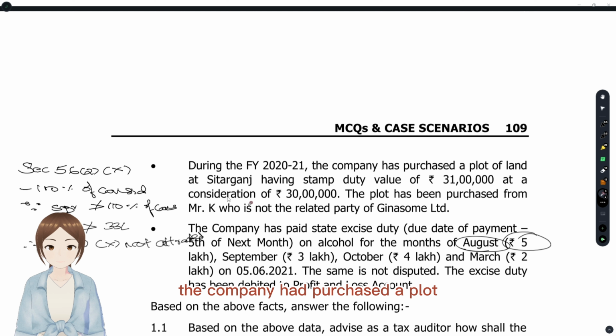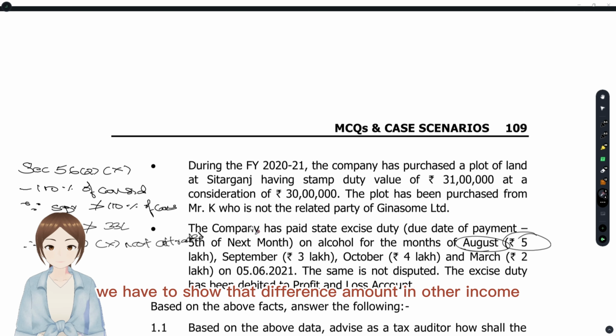The company had purchased a plot having stamp duty value 31 lakhs for a consideration of 30 lakhs. They have purchased for less than stamp duty value. But as per section 56(2)(x), 110% was given as a bandwidth for that threshold limit. So 110% of consideration is 33 lakhs. Since stamp duty value is less than that, it is okay. You need not report, that is allowable. So 56(2)(x) is not attracted. If it is attracted, we have to show that difference amount in other income.